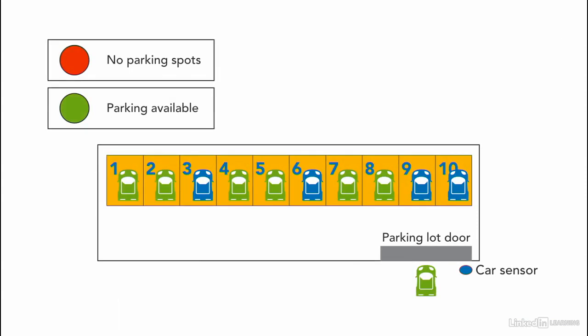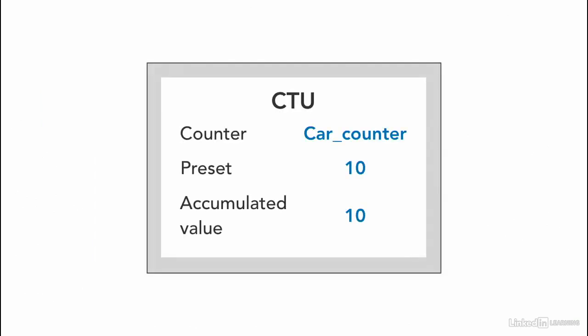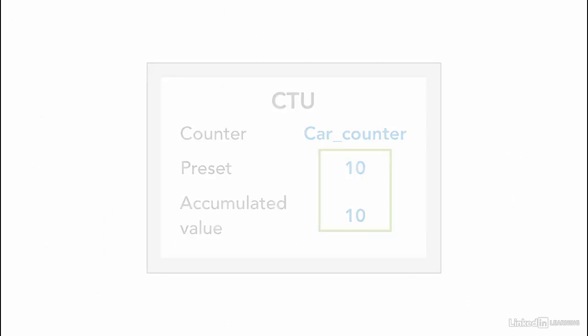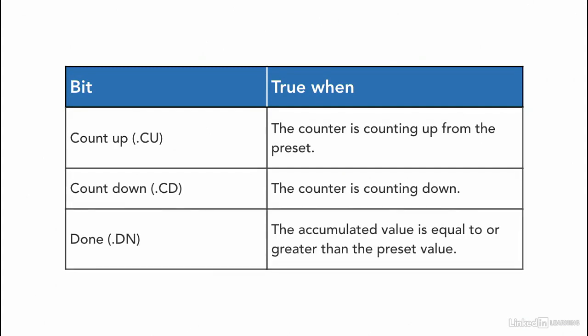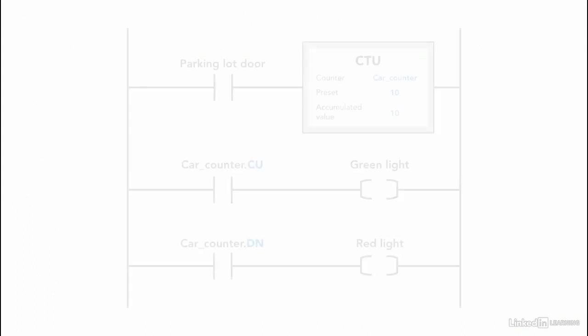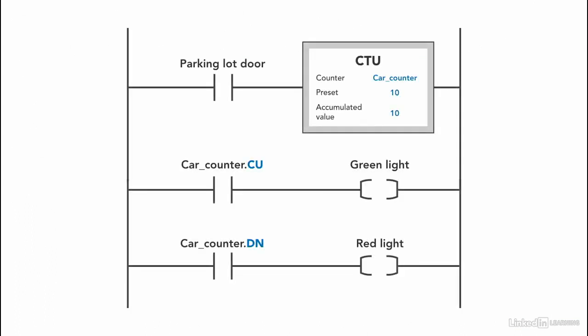Now, the last thing is that when the parking spots are filled, once there are 10 cars inside the parking lot, a red light turns on, indicating that there are no more parking spots available. Again, we are going to use the counter instruction. Once the accumulated value reaches the preset, the done bit is now true. So we use the done bit and connect that to the red light. The program now behaves this way.